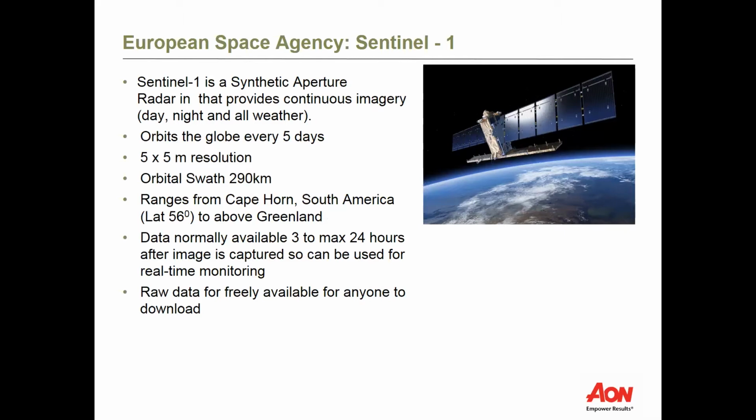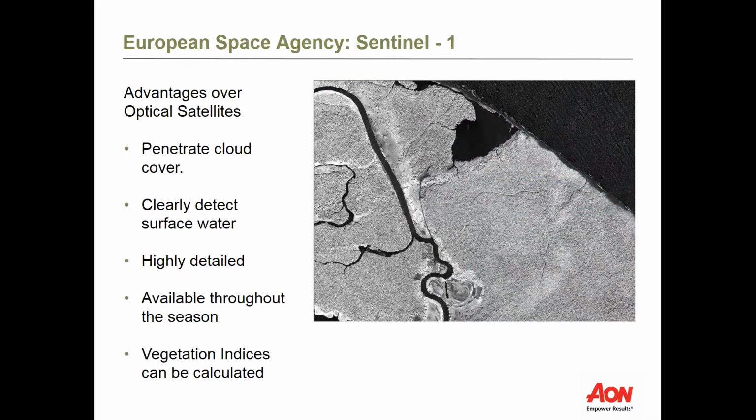Now, the fantastic thing about radar data is that you can use it to look through clouds. It's not affected by clouds. So especially in this region, where for several months of the year during the monsoon or the rainy season, the cloud completely covers huge amounts of the region, the optical satellites sometimes can't work very well here, but you can use the radar satellites. And that's very good at detecting surface water. So radar is really, really good for looking for flood damage and things like that. And it's available throughout the season.